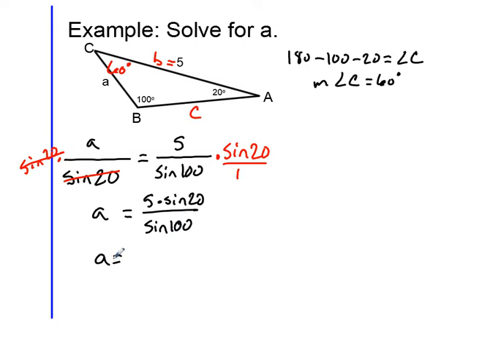You're going to have to use your calculator to evaluate this. I end up with an A length of approximately 1.74. Make sure you're always rounding to the hundredths place. That'd be the second decimal spot. So that gives me our missing A side. We didn't have to set up 3 of those ratios, 3 of those fractions from the formula, only 2.